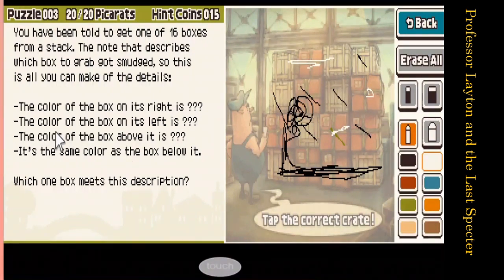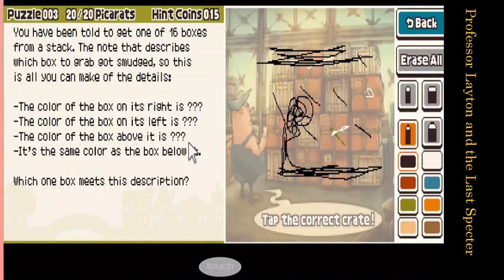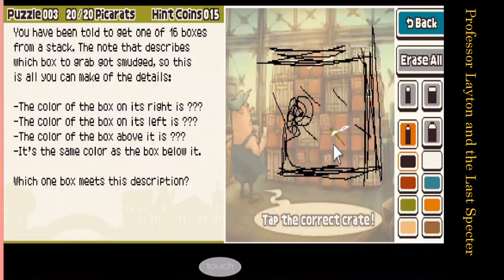Well, considering that it says the color of the box above it, that would infer that there is a box above it. Therefore, it can't be any of these top ones. That makes the box have to be red. This infers that there is a box to the right of it. Therefore, it can't be any of these. Therefore, it must be this box.